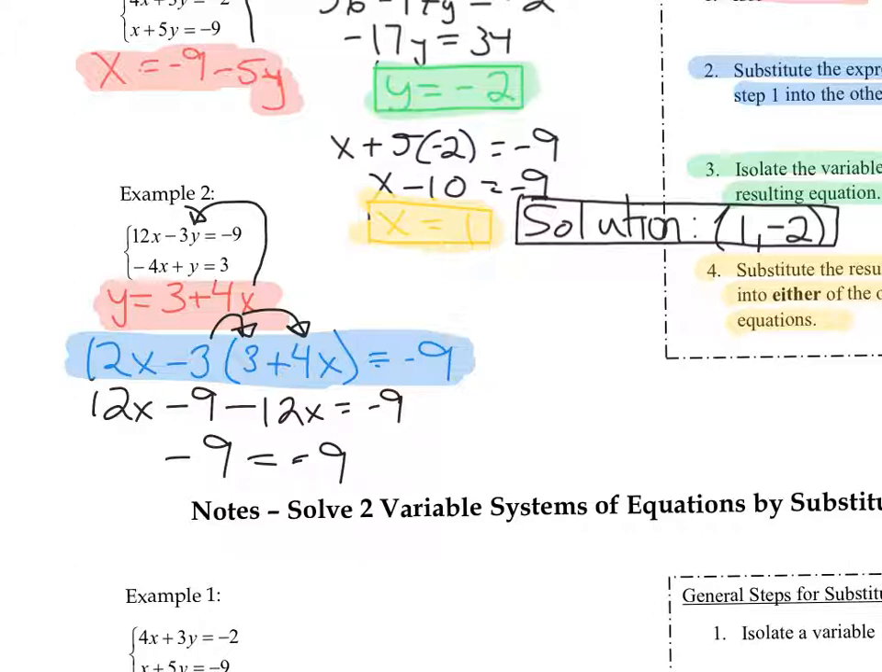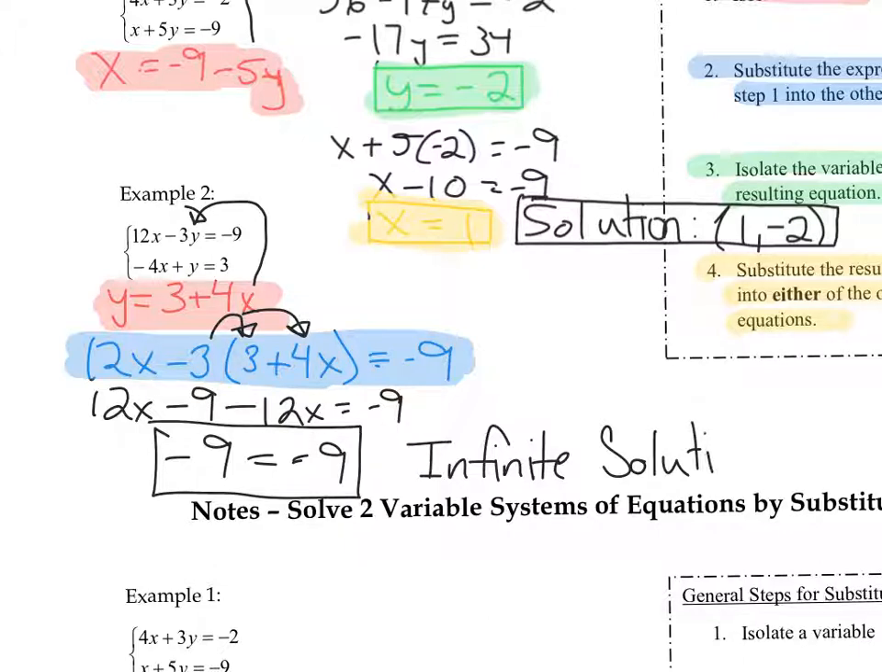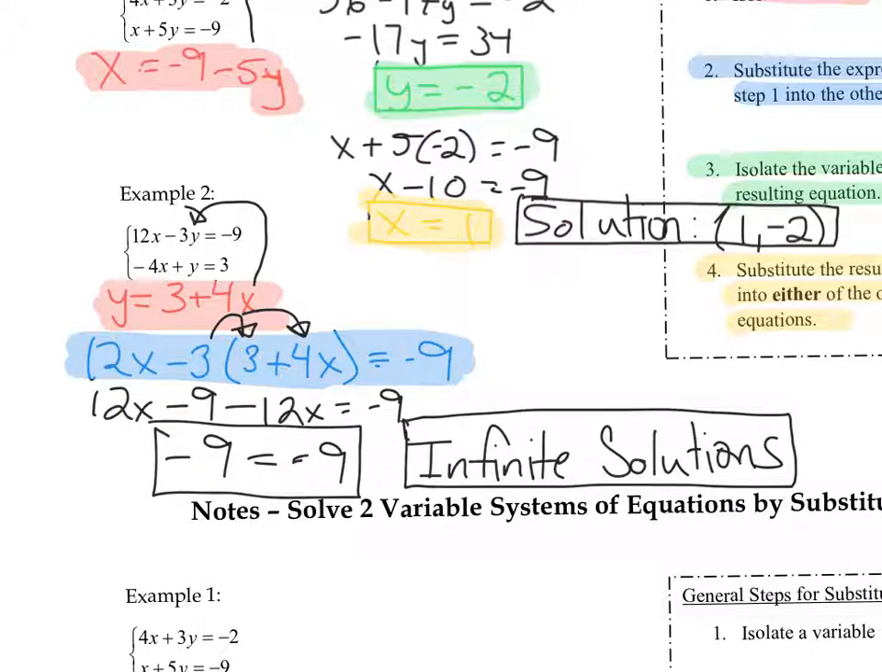Now, is that a true statement? Is negative 9 equal to negative 9? Yes, it is. This is indeed a true statement. And so what we can go ahead and say is, since we have two numbers equal to each other and they're the same one, we say that this is infinite solutions. Okay? Infinite solutions. And we can just stop there. Okay? It's not going to be one intersection, it's going to be multiple intersections. So let's go ahead and take a look at the next one.